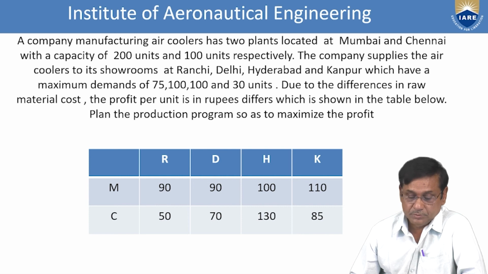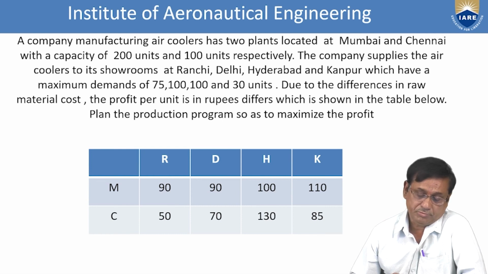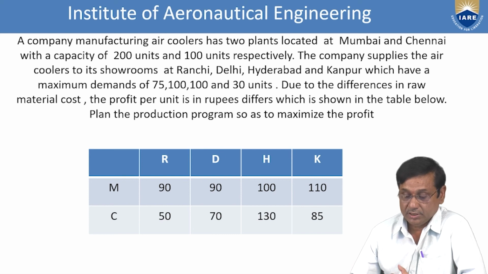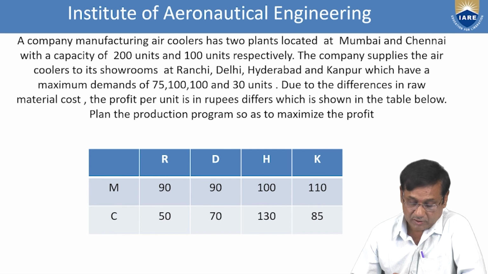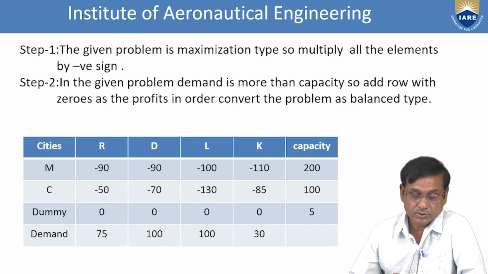So another problem here, the demand is not equal to supply, and also we want to maximize the profit. But the transportation problem can be used for maximization as well as minimization. If the given problem is maximization, we have to multiply all the elements by a negative sign, and then we have to proceed. We can use the same procedure to find out the solution.